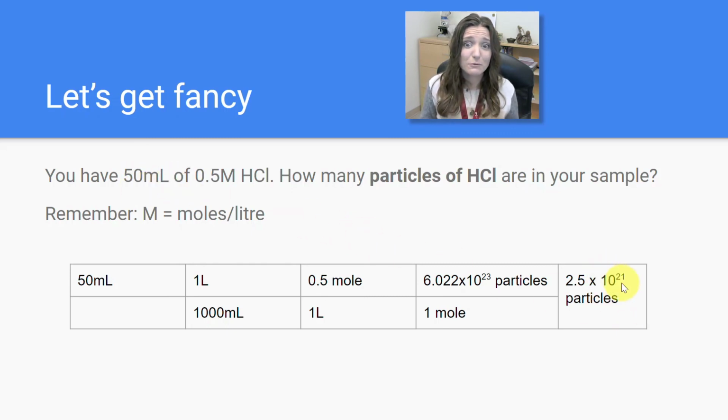So again, that's a huge number, 10 to the 21st, that's huge. So there's a lot of hydrochloric acid in there, which is why we typically represent these as concentrations, 0.5 molar hydrochloric acid or 1 molar hydrochloric acid.